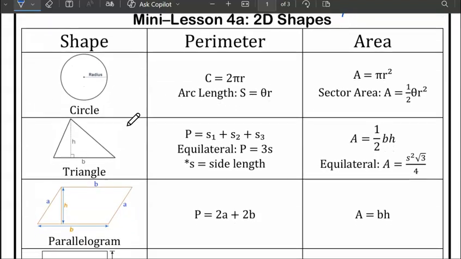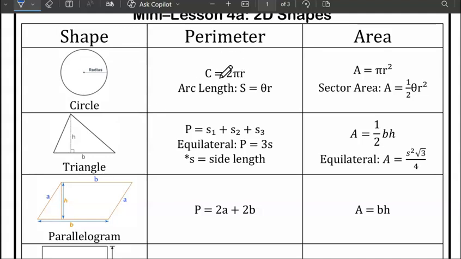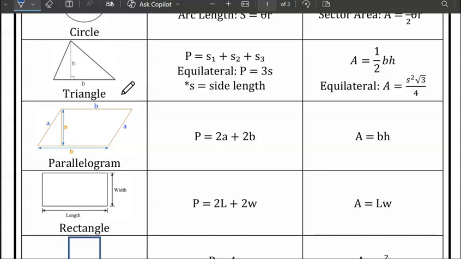We have a circle with the circumference is the whole perimeter, and then arc length could be a part of the perimeter. Then we have area and then sector area, which could be a piece of the area of the circle. We have a triangle. We have just a regular triangle with unspecified side lengths, and then we have an equilateral triangle. And then we have the area formulas.